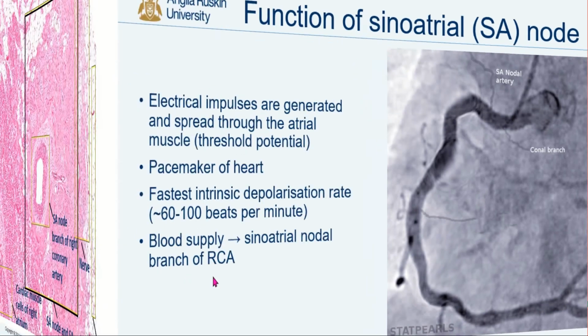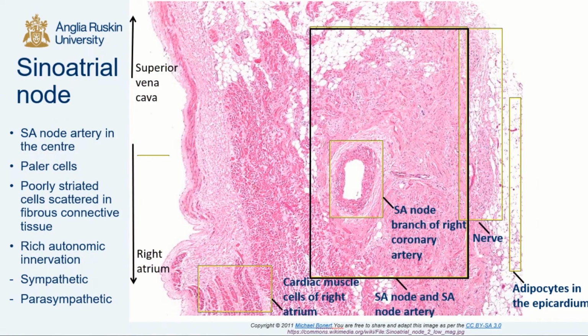artery. But the dominant blood supply for the SA node in most cases is from the right coronary artery. Now here you're looking at a low magnification stained image of the SA node and its surrounding tissue. The SA node is situated in the center right of the image, and it surrounds the sinoatrial nodal artery, or the SA nodal artery, which is a branch of the right coronary artery, and you can see the lumen of that artery very clearly over here.